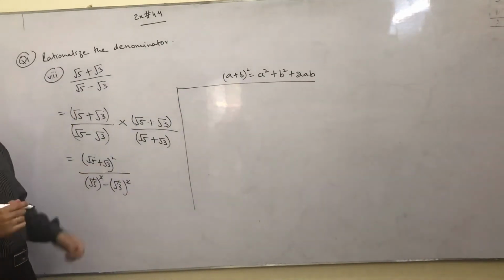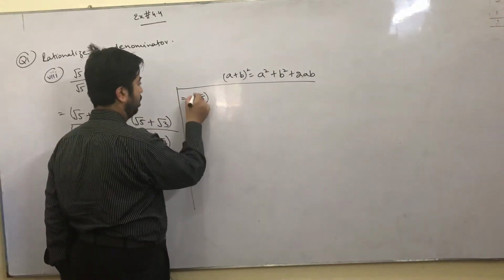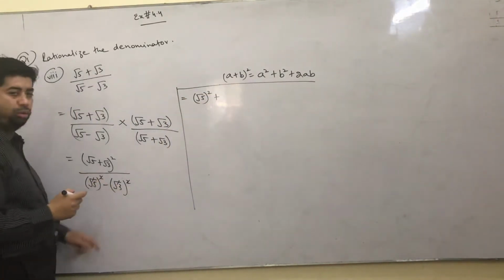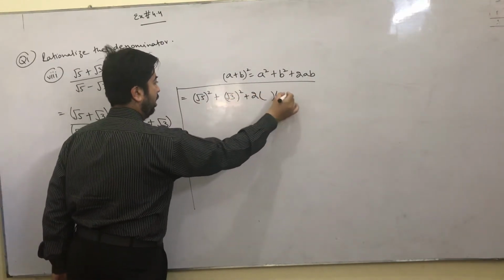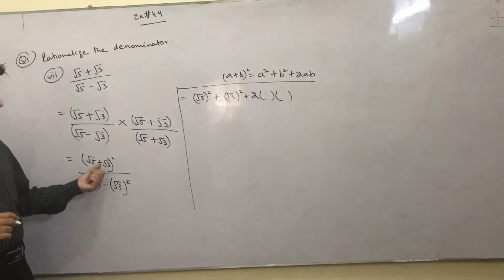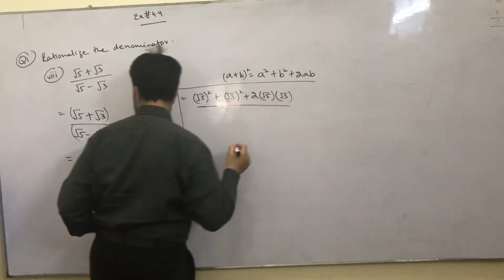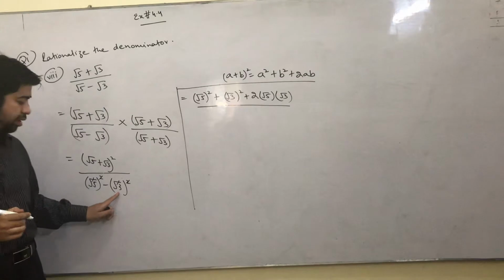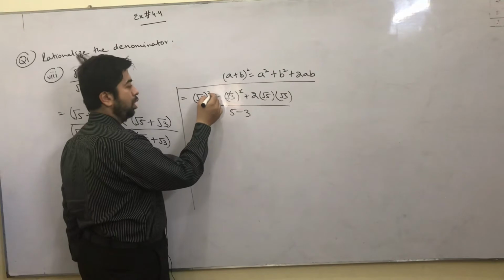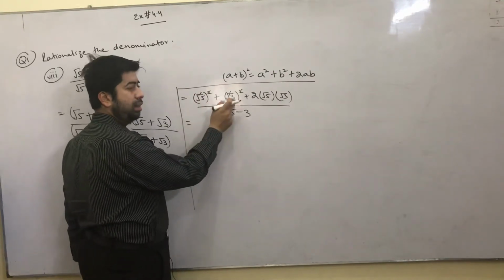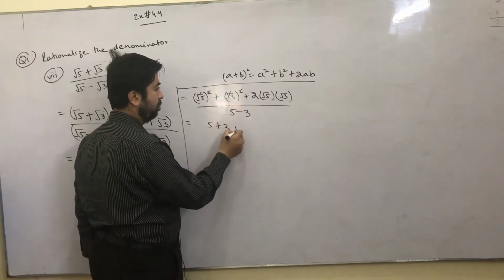Now this is a and this is b. Open it in the form of the formula: a square, that is square root 5 square, plus b square, that is square root 3 square, plus 2ab. The value of a is square root 5 and the value of b is square root 3. In the denominator, 5 is independent and 3 is independent: 5 minus 3. The square is cancelled with the square root, same thing here. So 5 plus 3 are independent, and I can write it as 5 plus 3 plus 2.